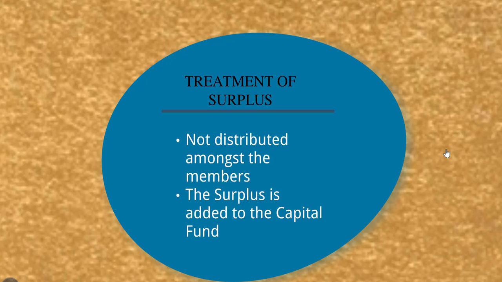Treatment of surplus. Surplus is the excess of income over expenditure in the case of a not-for-profit organization. Such surplus is not distributed among the members. Instead, it is added to the capital fund.